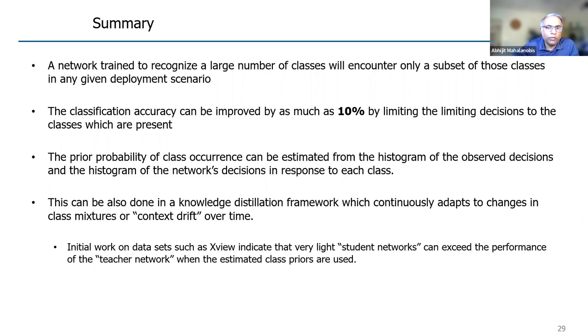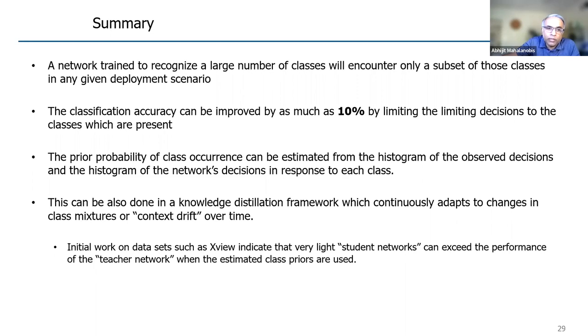And one way to do this, perhaps the cleaner way, is to estimate the prior probabilities from the histograms based on the network's decisions and the confusion matrices, which is in its own way elegant, but it tends to miss classes. And so there's some part of the problem that still needs to be resolved, and we're working on it.